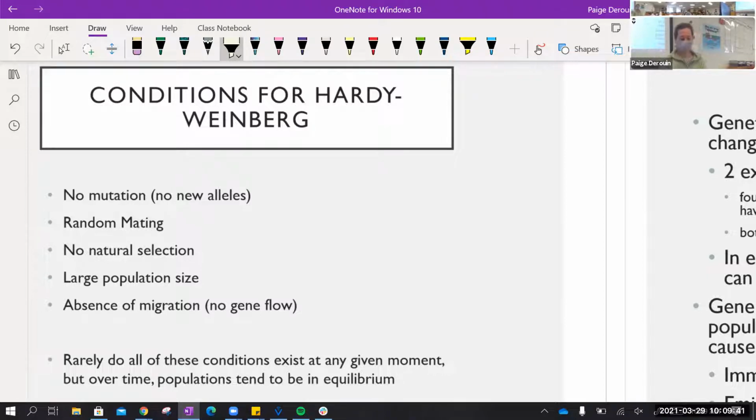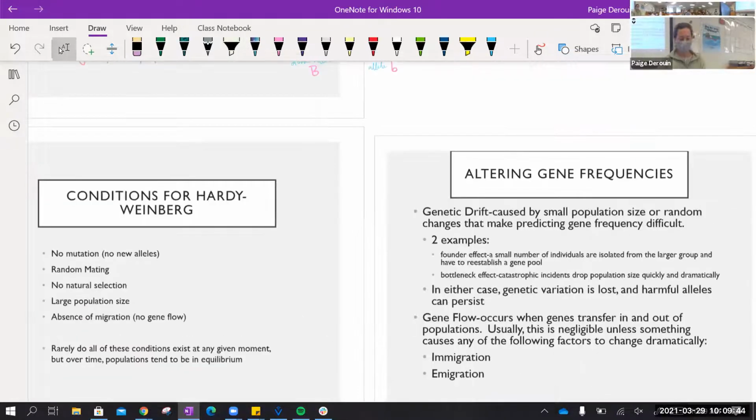So I'm going to go over here, and OneNote is really killing me today. Come on.